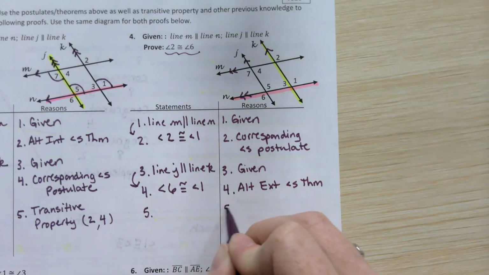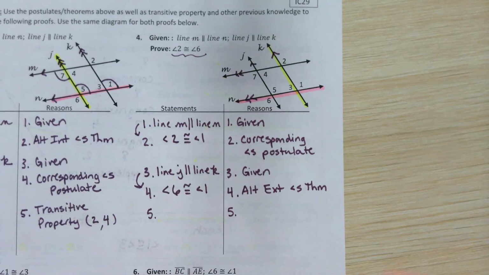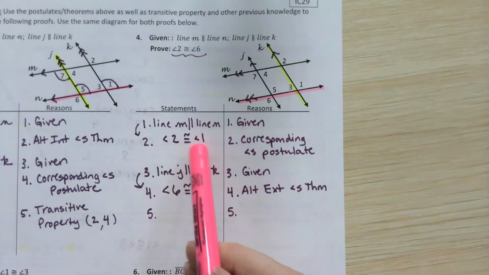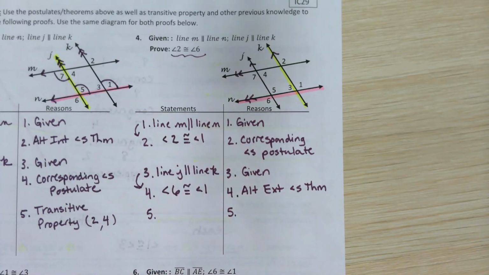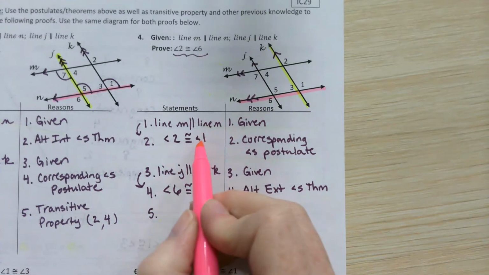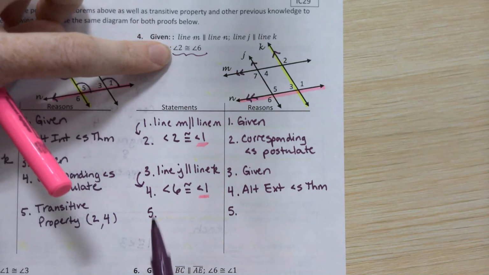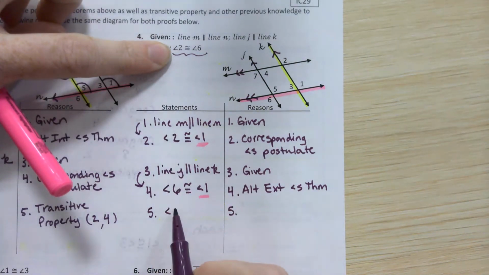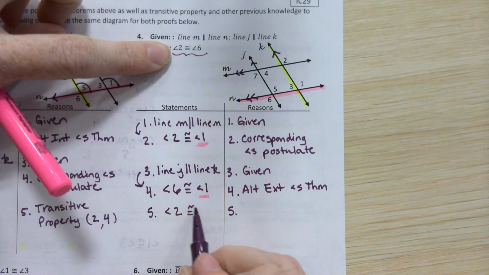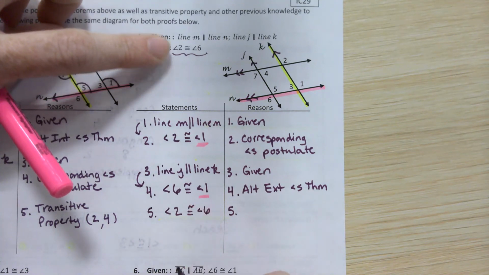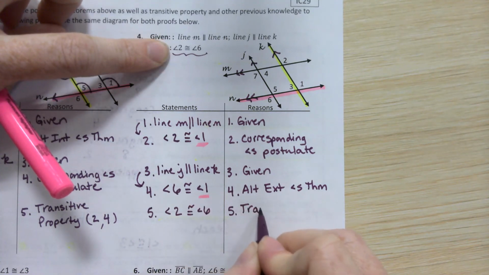Okay, we've got two sets of congruent angles. Angle 2 is congruent to angle 1. Angle 6 is congruent to angle 1. So there's my repeated angle, which means I am in fact ready to make my statement that angle 2 from statement number 2 is congruent to angle 6 from statement number 4, just like my proof statement told me to do.